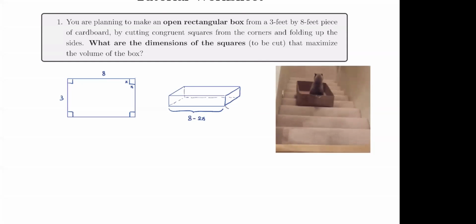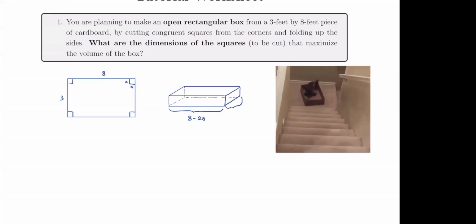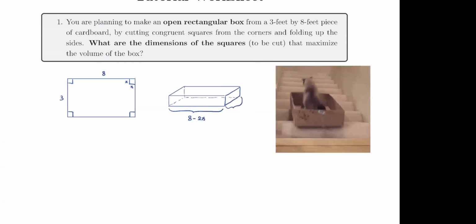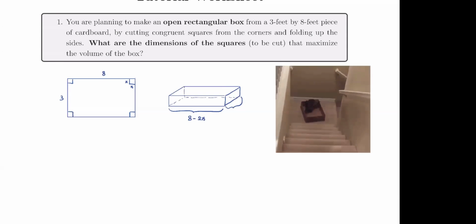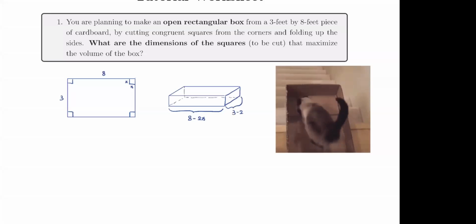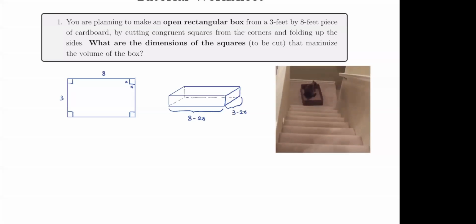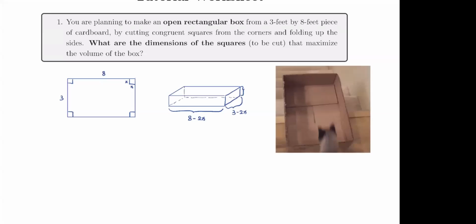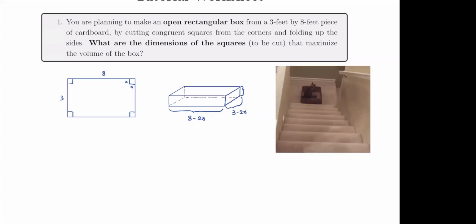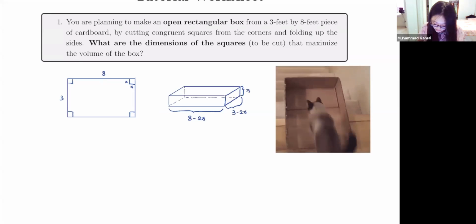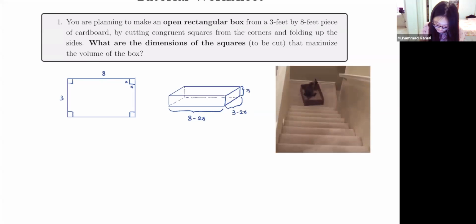What about this part? 3 minus 2x. 3 minus 2x. What about the height of the box? That would just be x. That will be just x, yes. Alright, so we have all the information.